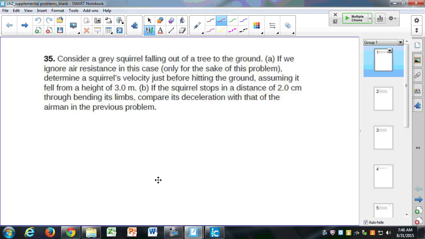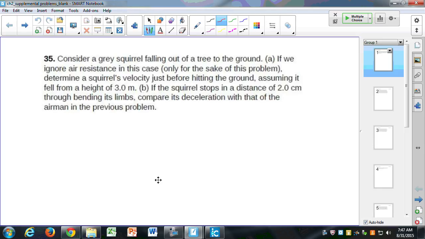This was in those supplemental problems. These aren't in your book, unfortunately. I sent them out last week. Did y'all get those? So consider a gray squirrel falling out of a tree to the ground. If we ignore air resistance in this case, only for the sake of this problem, determine the squirrel's velocity just before hitting the ground, assuming it fell from a height of 3 meters. And then there's part B as well.